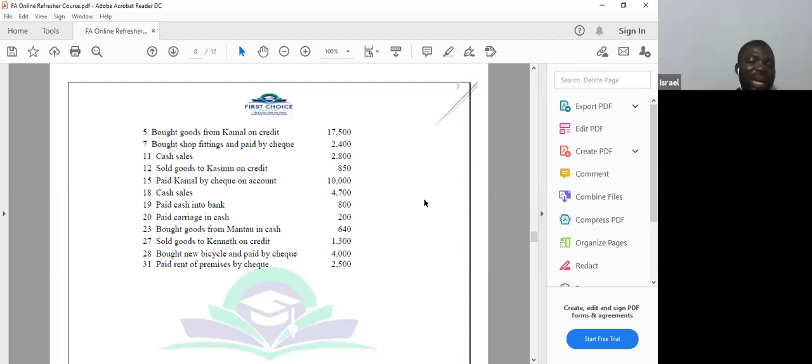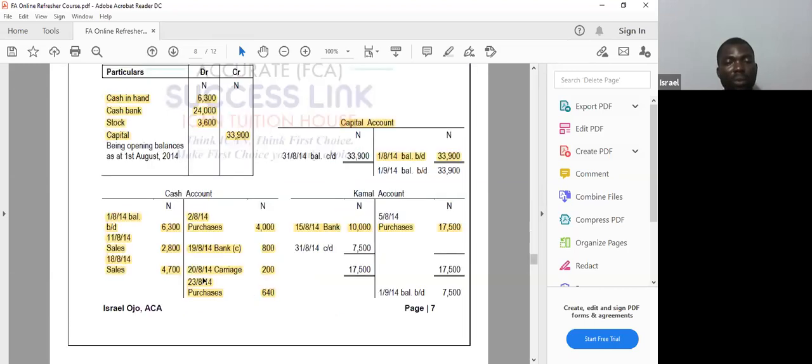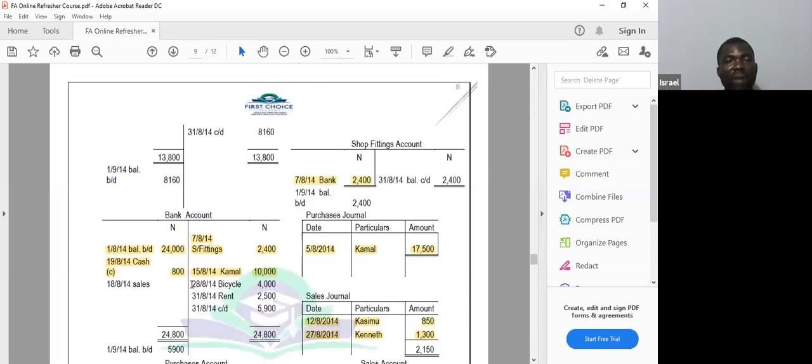Okay, so you are purchasing a new bicycle. Now that bicycle is classified as what? It's classified as an asset. So it means it's increasing. You debit the bicycle account. Then the other one is the payment method. We use check. And check is directly related to the bank, so we credit back with how much? With 4,000 naira. So we credit the bank with 4,000 naira.